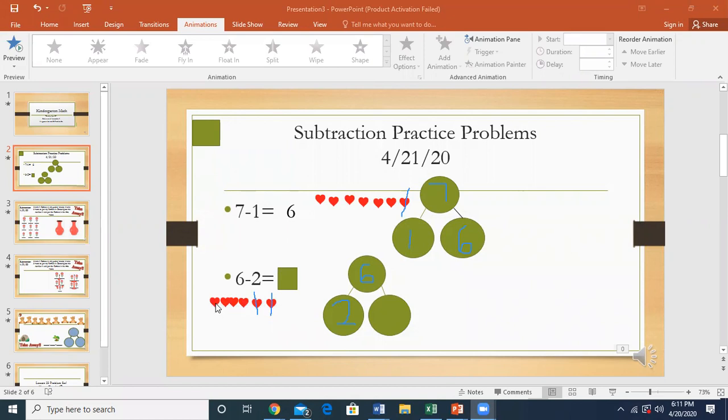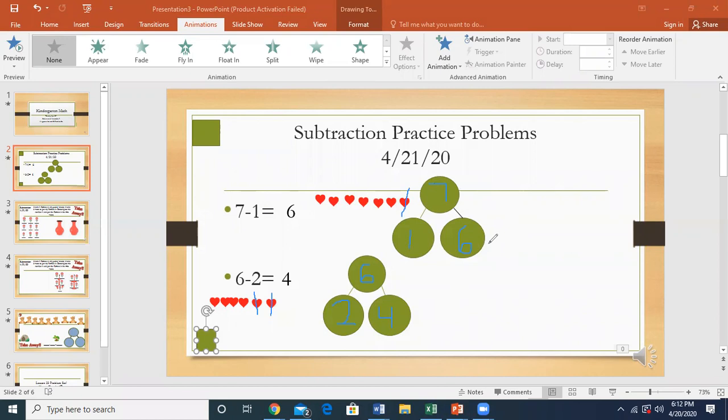away. So let's count these up. 1, 2, 3, 4. I have 4 hearts that are not taken away. So 6 minus 2 equals 4, meaning 6 take away 2 hearts equals 4. Great job, guys. So I'm going to come over to my number bond and put my number 4 right here. Give yourself a big pat on the back if you got all of this correct.